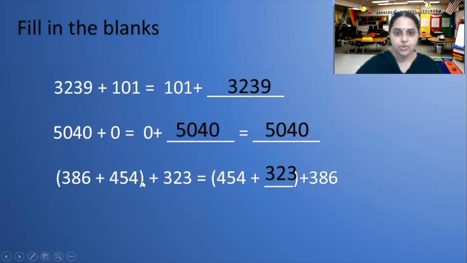This property is known as groups property in addition or associative property of addition. When three numbers are there, we can add any two numbers and with that we can add the third number. In whichever order we add, we will get the same answer. It will never change. So the third one is groups property in addition, or we can say it is associative property.